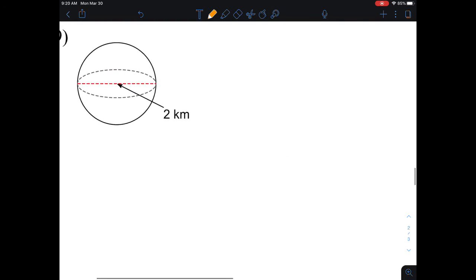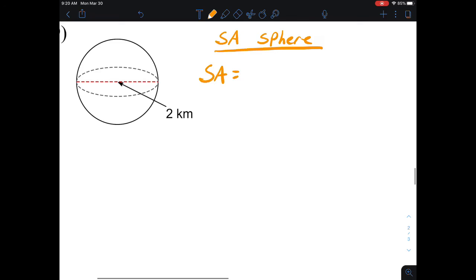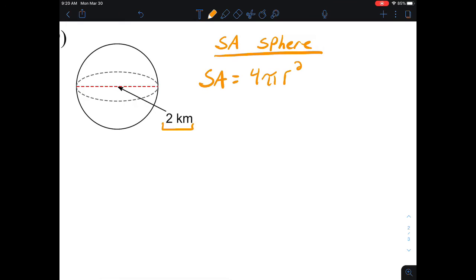We'll talk about the surface area of a sphere. The surface area of a sphere, its formula is going to be 4 pi r squared. Well, the 2 here is a diameter, so r in this case is 1. So I'd put 1 in. So 4 times pi times 1 squared. And that's going to give us about 12.57 kilometers squared.